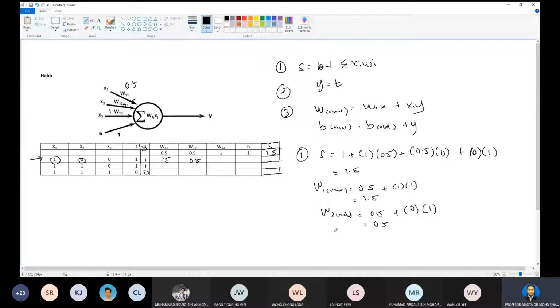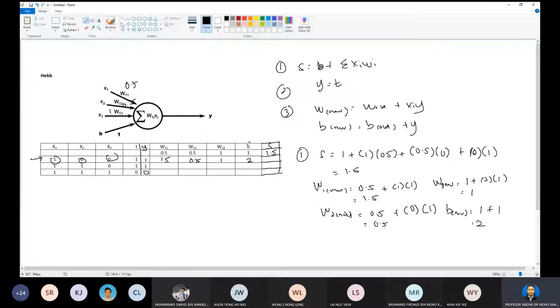All right, and then weight 3. Weight old is 1 plus x3, which is 0, times y, so the answer will be 1. So this one also has no adaptation, just follow the previous. And then bias. Bias old is 1 plus y. Y is 1, so 2 is added. So the bias will be 2.